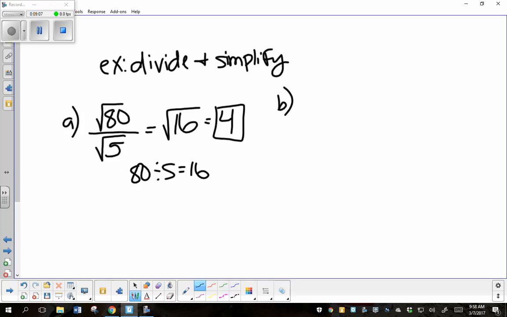All right, second one. We've got 5 times the cube root of 32 over the cube root of 2.